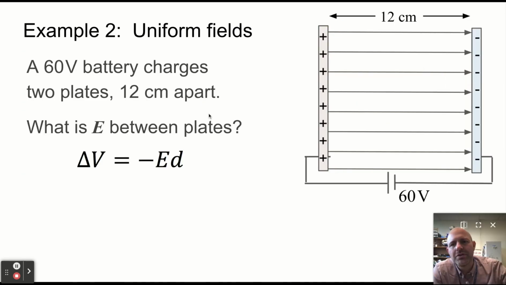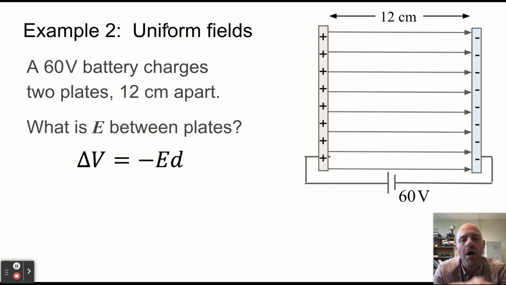Another example from uniform electric fields. And so this is really getting into something that we're going to talk about called capacitors, right? Parallel plate capacitors. But we're going to start by saying, let's take two pieces of metal, separate them by 12 centimeters, attach a 60 volt potential across them. That may be due to a power supply or some kind of battery arrangement, 5 12 volt car batteries or something like that. A 60 volt battery charges two plates 12 centimeters apart. What is the electric field between the plates?